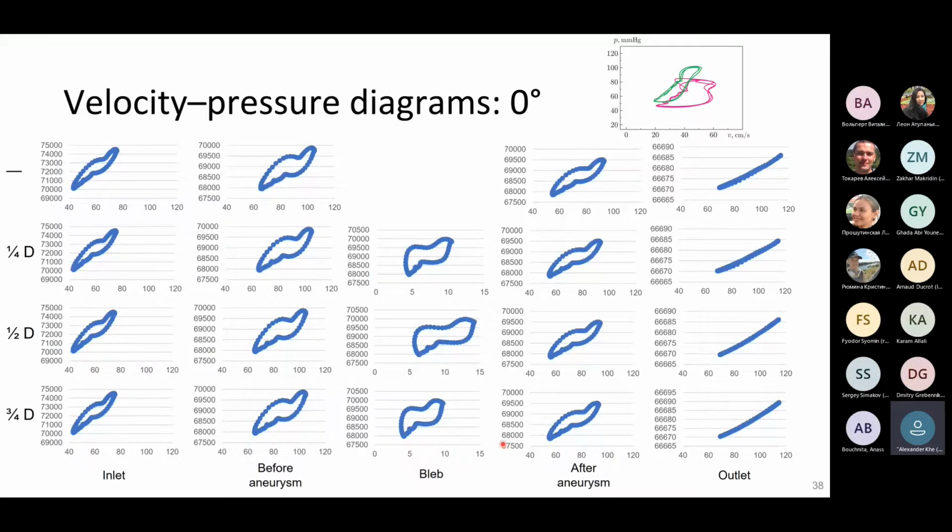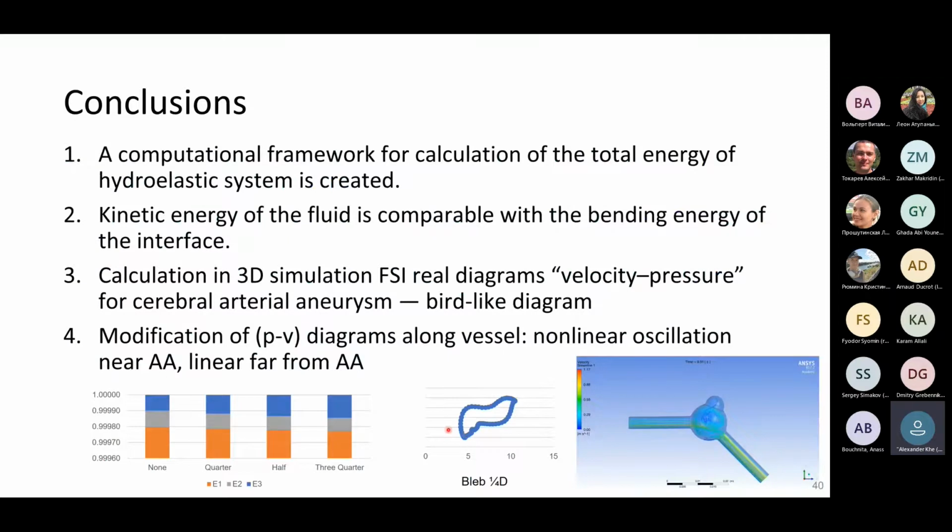And so to conclude, we constructed a computational framework for analyzing elastic systems, modeling vessels with aneurysms. And in these systems, the kinetic energy of the fluid and the bending energy of the vessel wall are of comparable size, which probably shows that they are related.